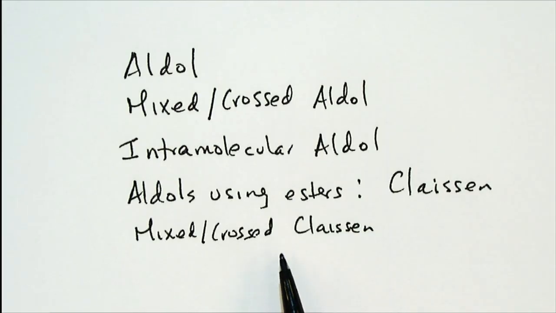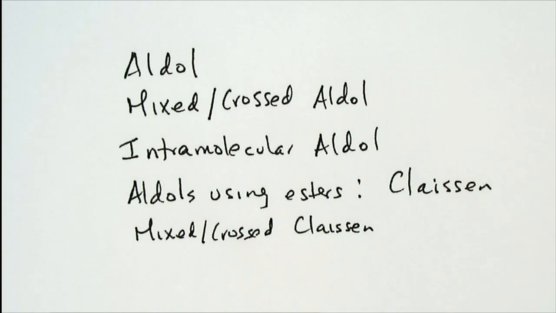And remember, in the case of a mixed Claisen, both of your molecules don't have to be esters. As long as one of them is an ester, the other one could be an aldehyde or a ketone. That would still fall under the class of mixed Claisen reactions. And so that is where we had left off the last time.